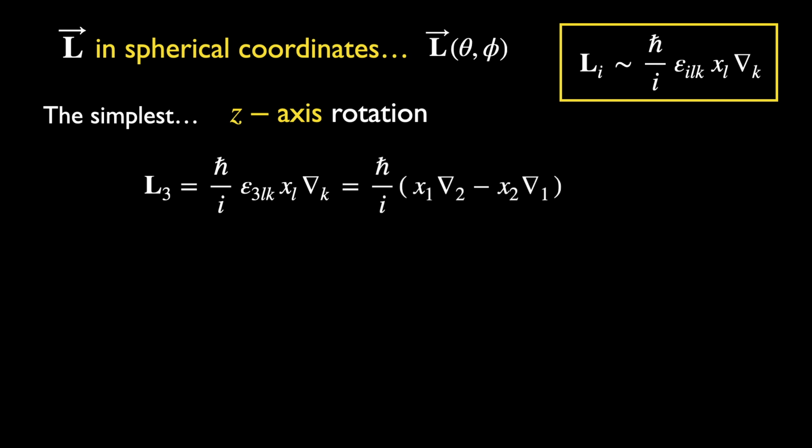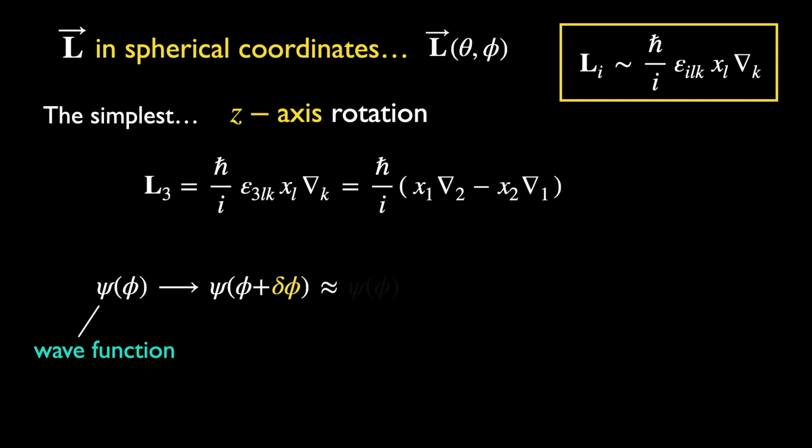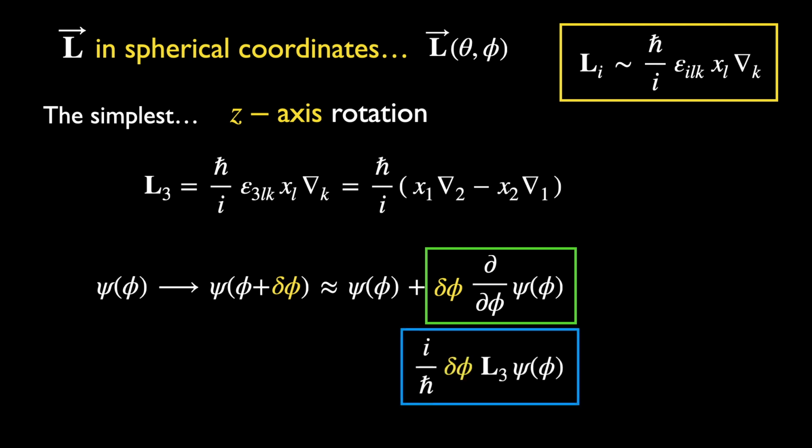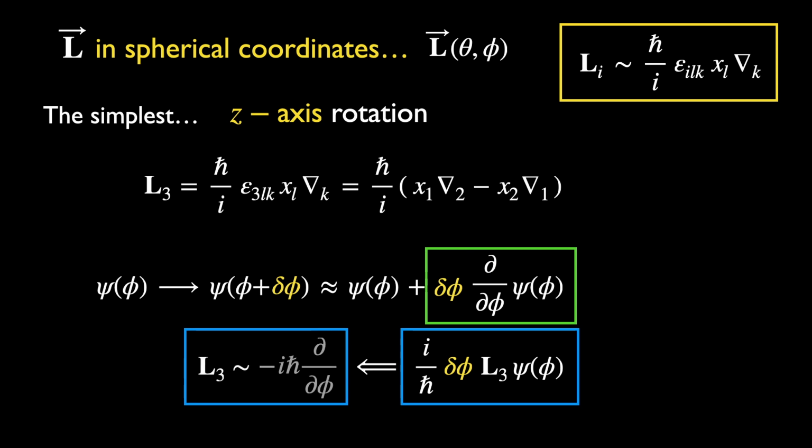In spherical coordinates, the rotation about this axis is just the change of only the angle phi. For an infinitesimal rotation, this is given by this change of the function psi, which can be written in the form below, where L3 is defined as the following differential operator. This is its representation in spherical coordinates.